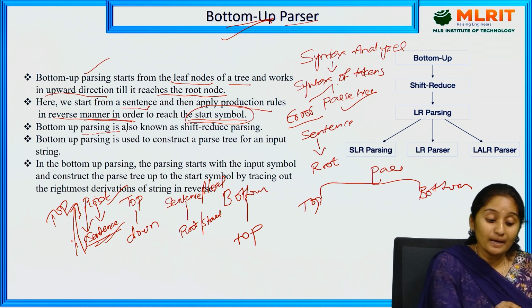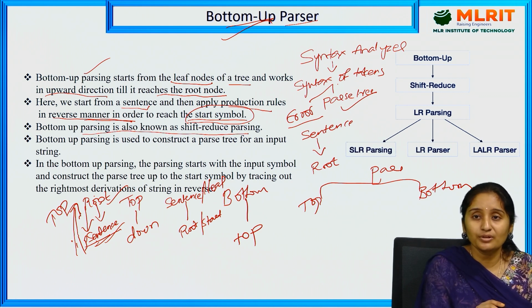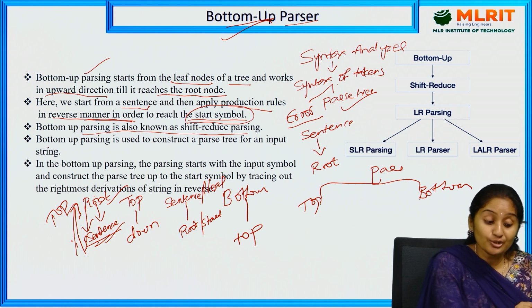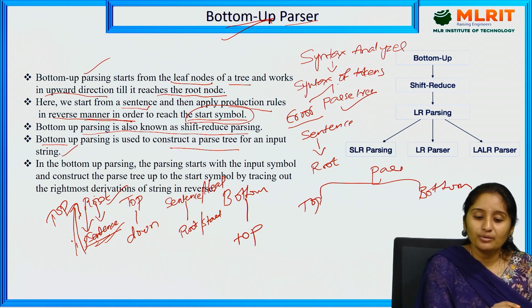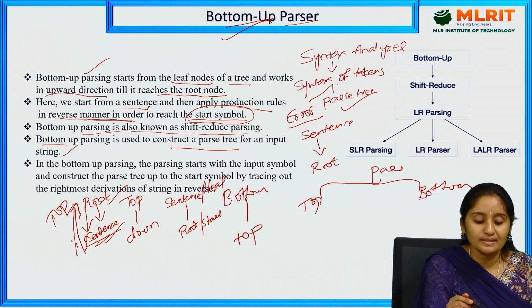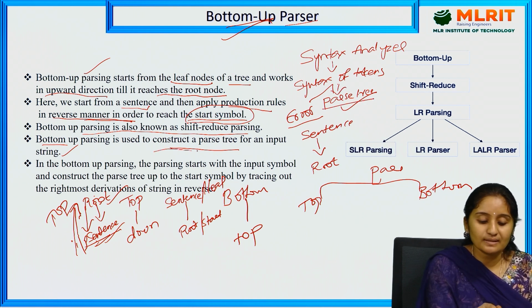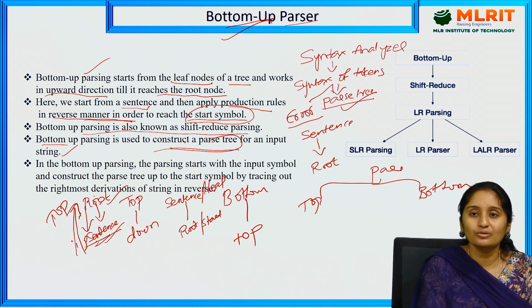So bottom-up parsing is also known as shift-reduce parsing. It is used to construct the parse trees for an input string. Initially, I told you that a parser is nothing but a syntax analyzer. It consists of tokens, and by using these tokens we generate the parse tree. The name itself tells us that it generates a parse tree for the given input string.